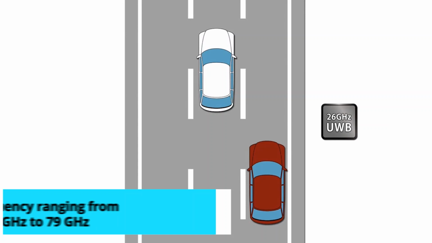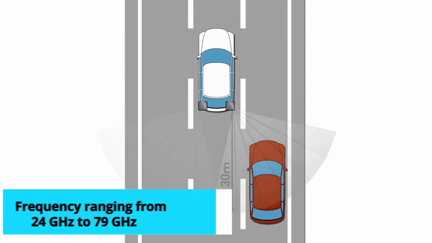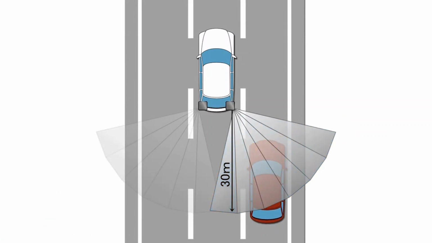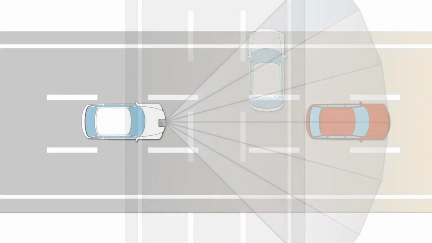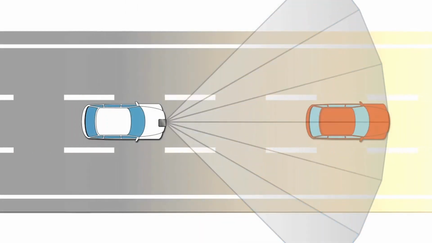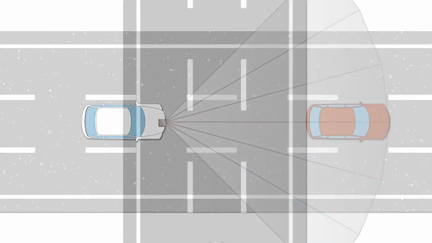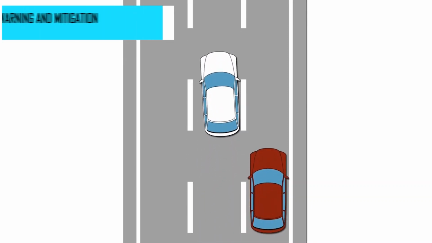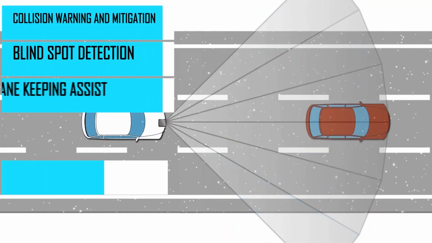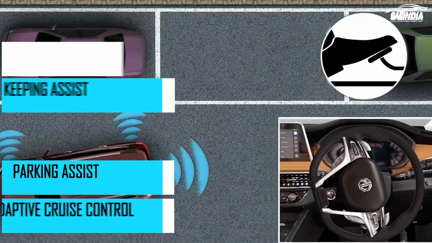Frequencies ranging from 24 GHz to 79 GHz are used in radar. Higher frequency also means faster detection. It can see through bad weather as well as other visibility occlusions. Radar is especially good at detecting metal objects like cars, trucks, and buses. They are essential for collision warning and mitigation, blind spot detection, lane changing assist, parking assistance, adaptive cruise control, and more.